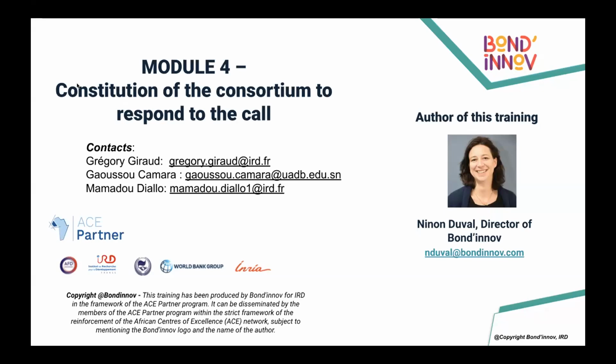And for the last question, a very interesting question: usually, the amount or the size of the funding can influence the size of the consortium.